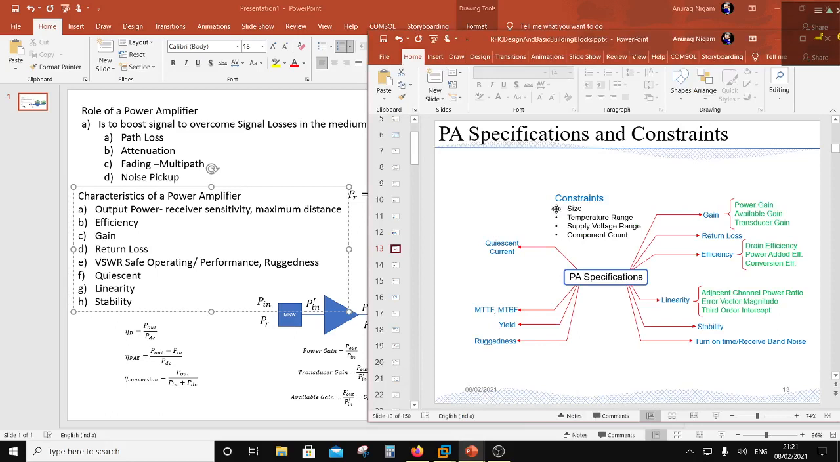Other than that, let's look at other specs. Other specs are quiescent current, and ruggedness we have seen. Next are mean time to failure, time between failure, and yield. This has more to do with production. You do not design a PA as just one component because you are going to make millions of pieces. So when you make millions of pieces, how many of them meet all the specs? That will be called yield.